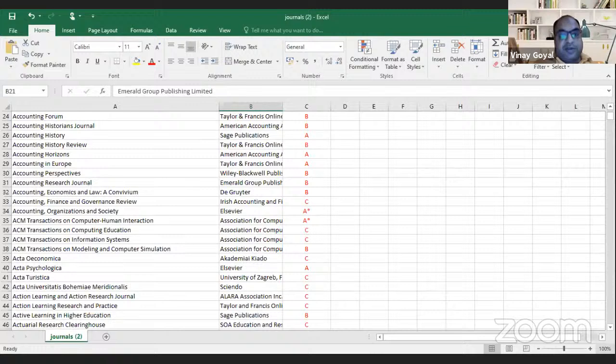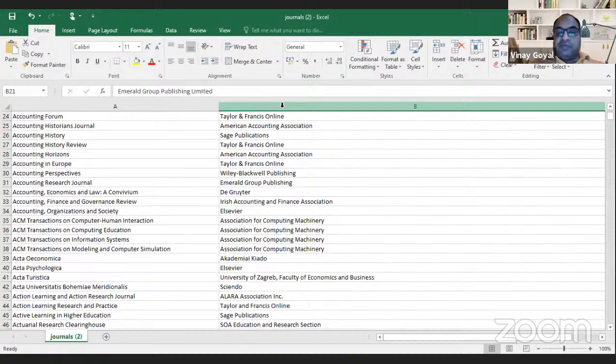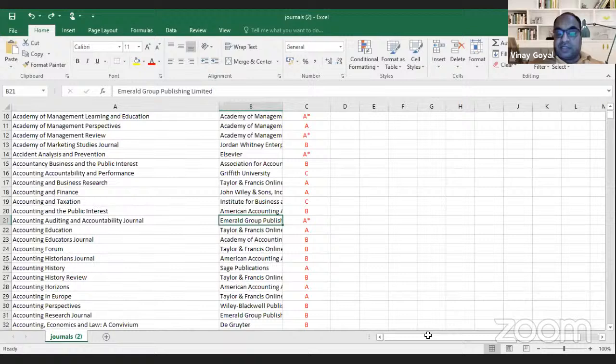Please keep that in mind very carefully. You have to be very careful about what type of journal you are publishing in, whether it is a pay and publish journal, as we call them, right? So you have to keep that in mind. Any questions on this?